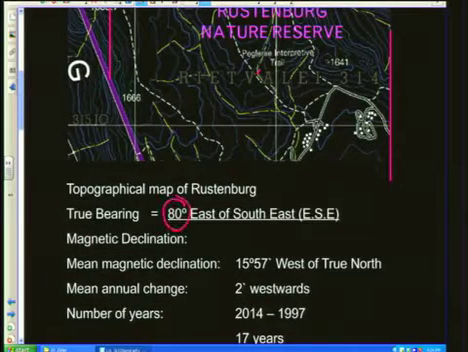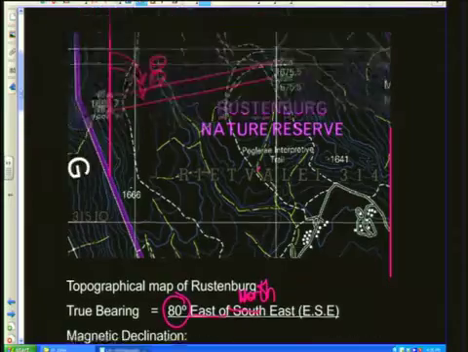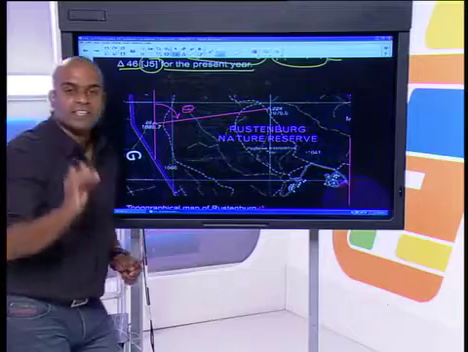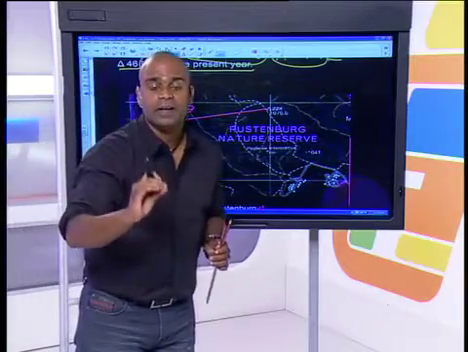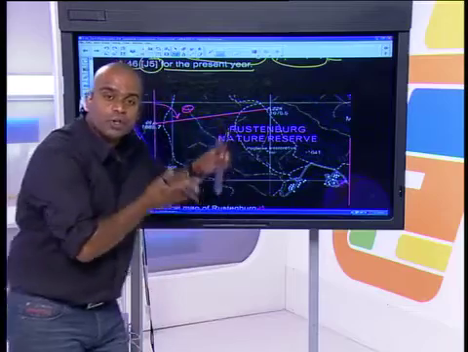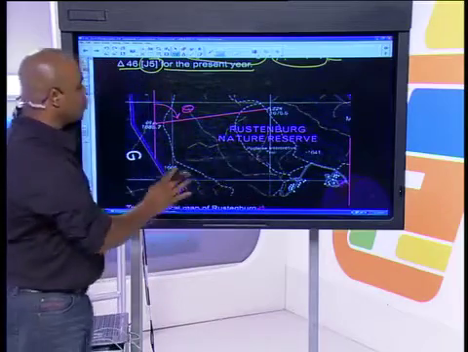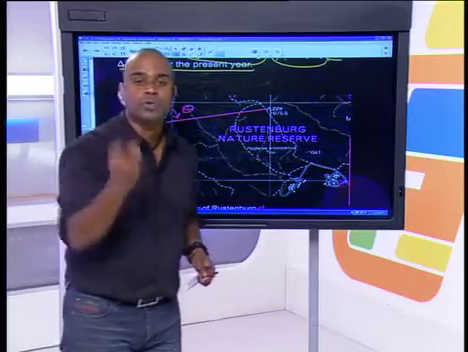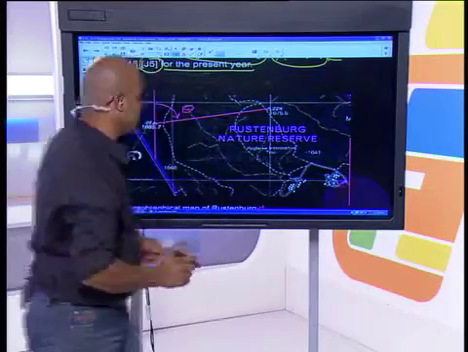80 degrees east of southeast. Let's change that to east of northeast. As we've established, the line lies between east and north, so it's going to be northeast. Note that in this example, the angle is facing your eastern half. So you've placed your protractor towards the east, and therefore the angle would be less than 180 degrees.